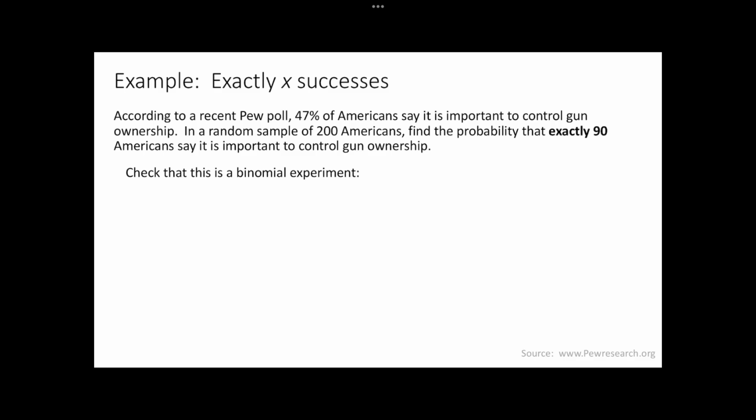What were our conditions? Is there a fixed number of trials? Yes. There are 200 Americans that they're going to survey. So the trials are the individual Americans that are surveyed. Does each trial have only 2 outcomes? Well, the outcomes are yes, it's important to control gun ownership, or no, it is not important to control gun ownership. So yes, exactly 2 outcomes.